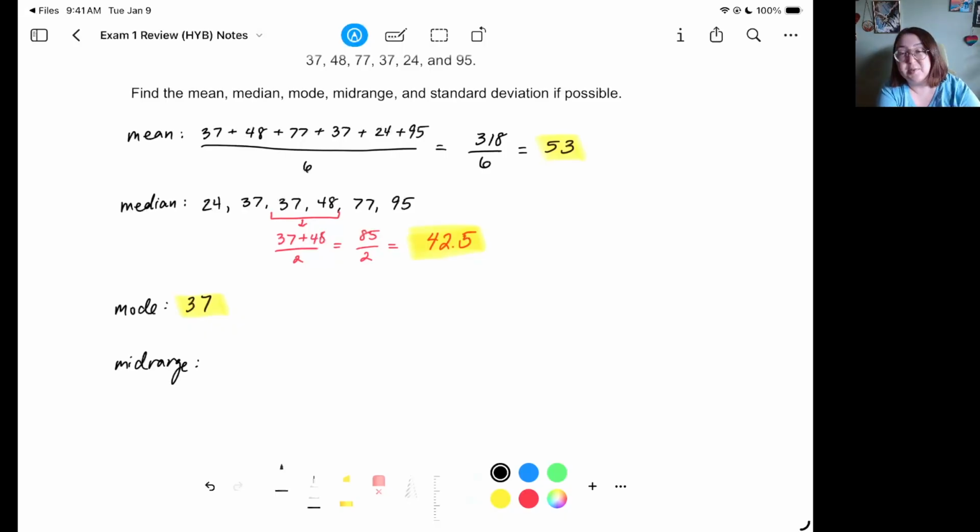All right, now our next one is the mid-range. The mid-range is kind of a technique to try to estimate the mean very quickly without putting in as much work. The way that the mid-range works is that you take the highest number and add it to the lowest number and divide by 2. Or you add lowest to highest. The order in this case doesn't matter since you're adding the values.